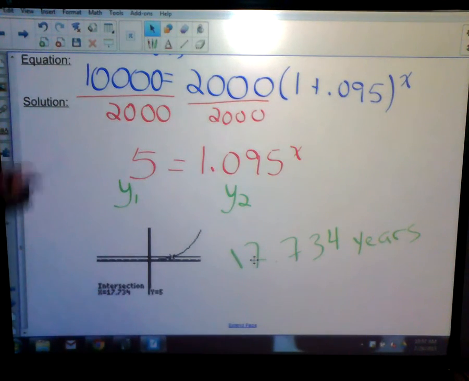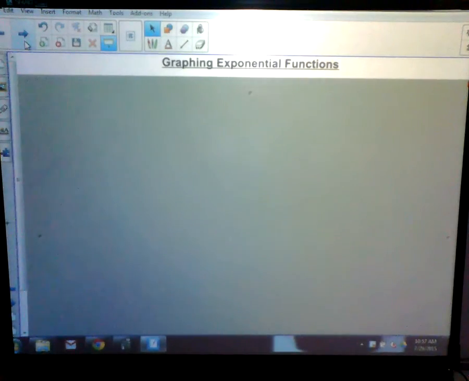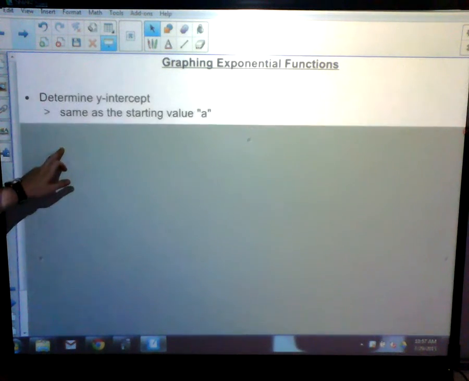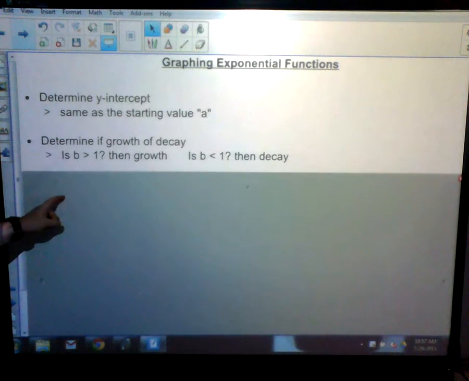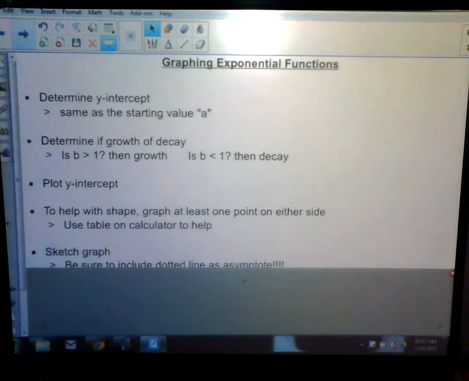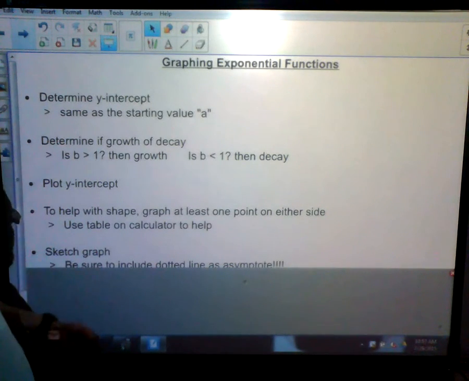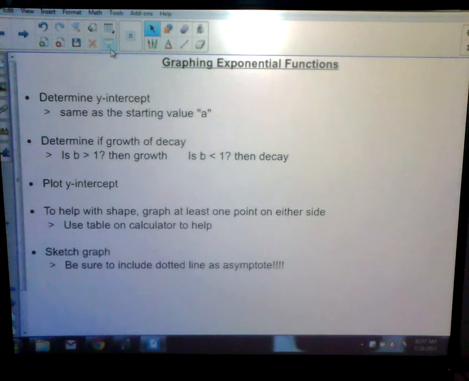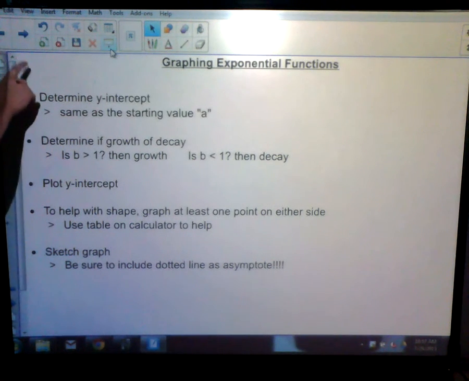How do I graph these? Well, I'm going to determine the y-intercept. That's the same as the starting value. I'm going to determine whether it's growth or decay. I'm going to plot the y-intercept, and I'm going to graph at least one point on either side, and I'm going to use the calculator to help, and then I'm going to sketch the graph. And be sure to include the dotted line as an asymptote.